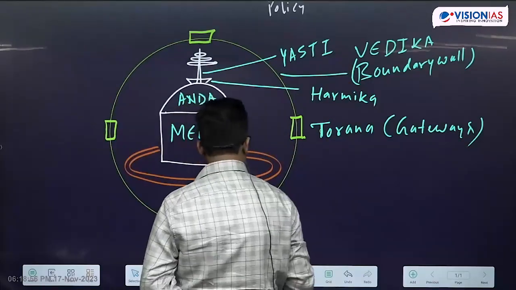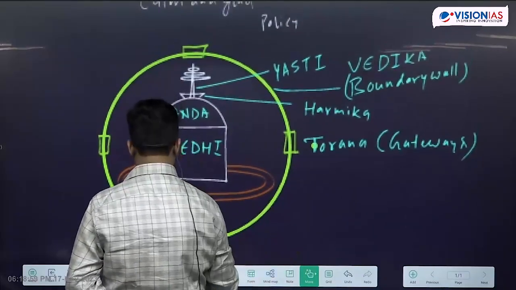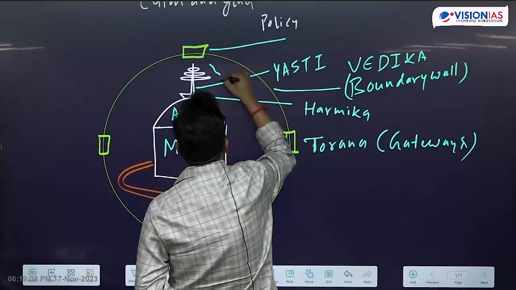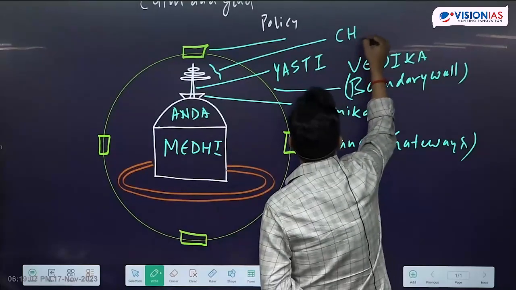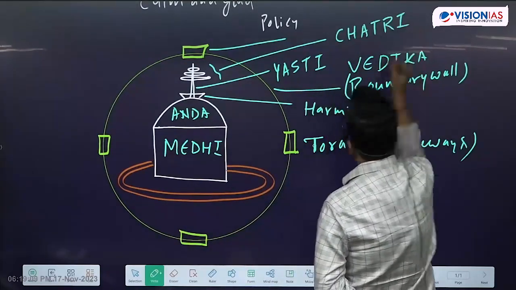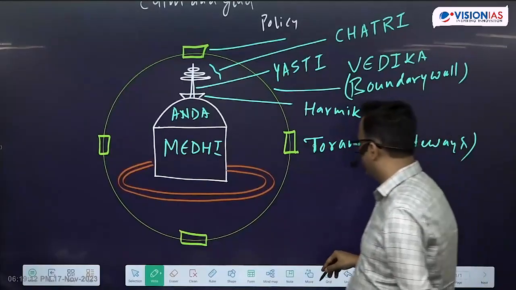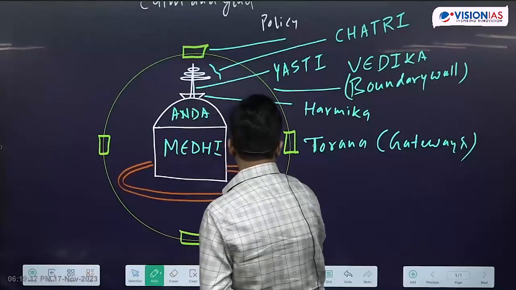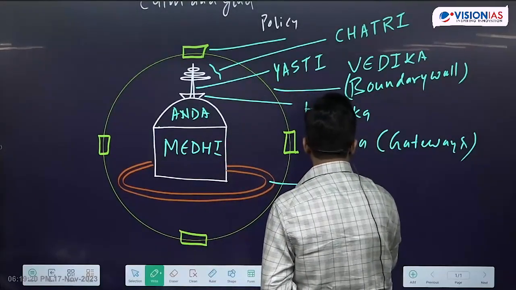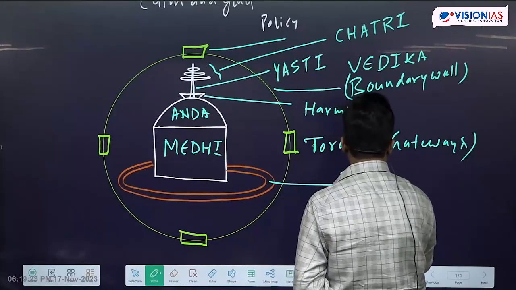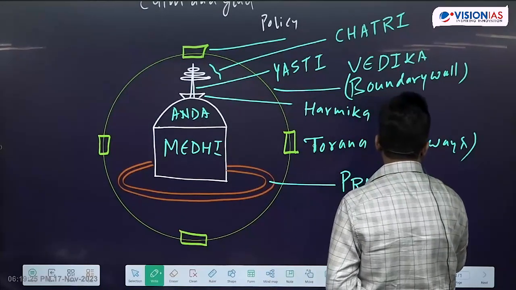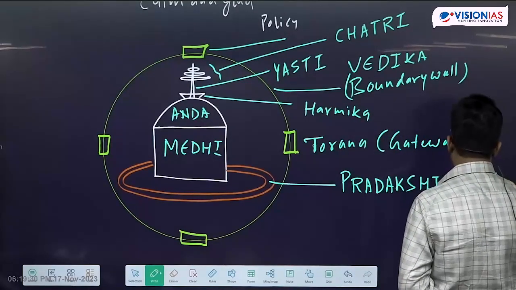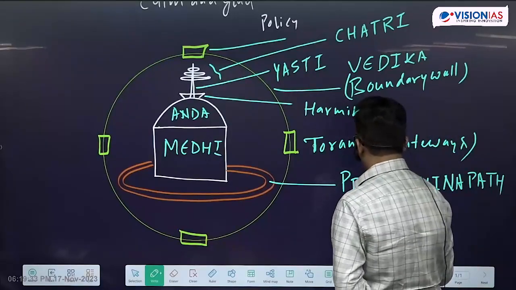And the uppermost part is Chhatri. No, this part is Chhatri. And this one is the ambulatory passageway, which is known as Pradakshina Path. If you want, you can write ambulatory passageway.